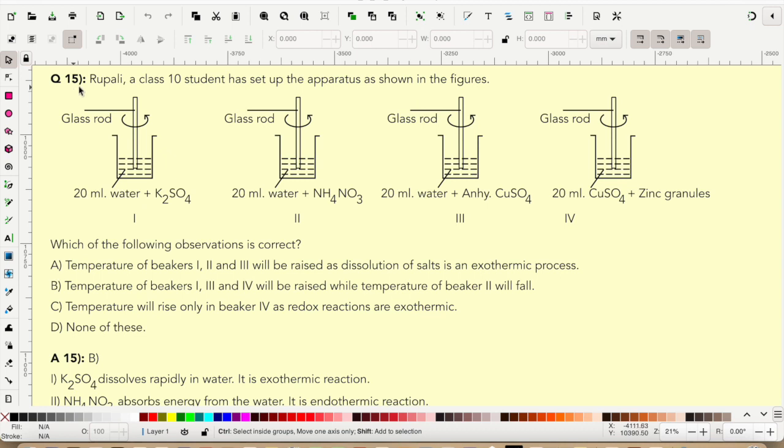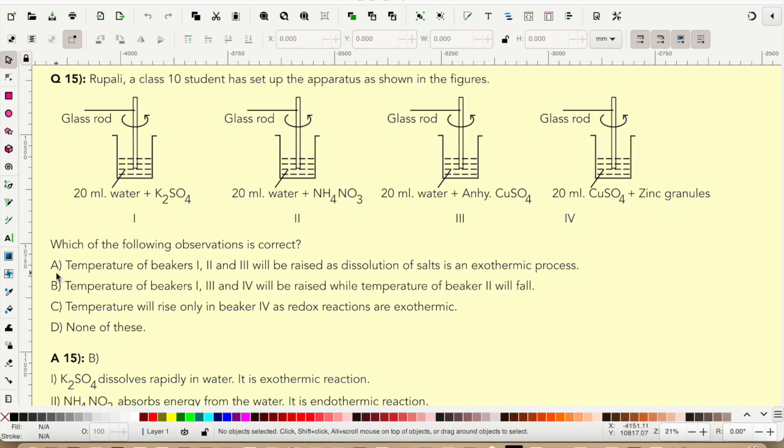Last question. Rupali, a class 10 student, has set up the apparatus as shown in the figures. In the first beaker, 20 ml of water plus K2SO4 is there. In the second beaker, 20 ml of water plus NH4NO3 is there. In the third beaker, 20 ml of water plus anhydrous CuSO4 is there. In the fourth beaker, 20 ml of CuSO4 plus zinc granules are there. Which of the following observations is correct?